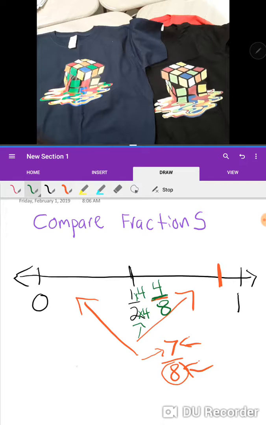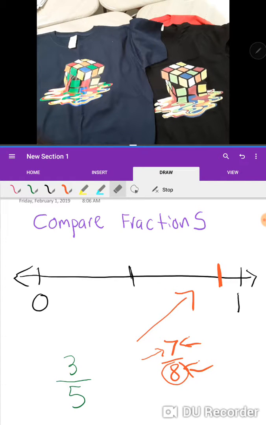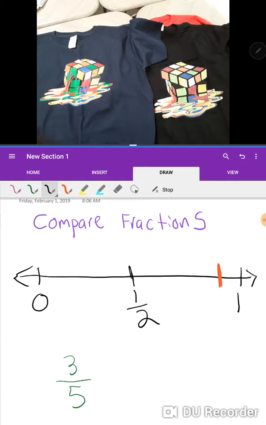Let's do 3/5. That's a hard one. Where would 3/5 go? Let me get on my eraser here. Oh yeah, look at that. Like magic, it just disappears. Okay, so let me put 1/2 back. So where would 3/5 go? That's a hard one. Would it be greater than 1/2 or less than 1/2? Think about that.